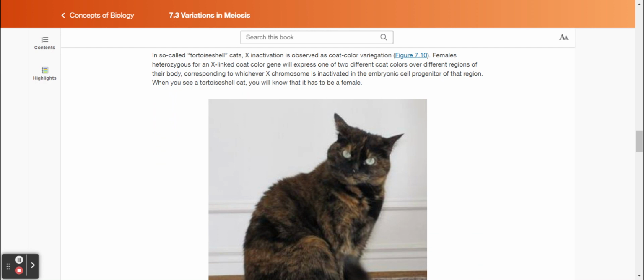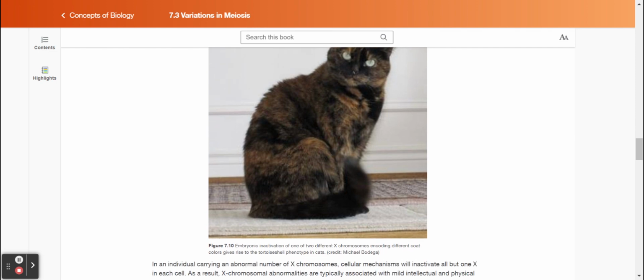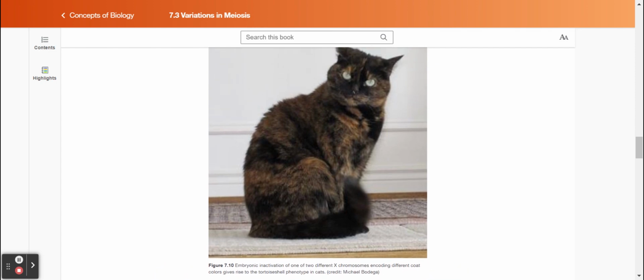In so-called tortoiseshell cats, X inactivation is observed as a coat color variegation. Females heterozygous for an X-linked coat color gene will express one of two different coat colors over different regions of their body, corresponding to whichever X chromosome is inactivated in the embryonic cell progenitor of that region. When you see a tortoiseshell cat, you will know that it has to be female. Figure 7.10. Embryonic inactivation of one of two different X chromosomes encoding different coat colors gives rise to the tortoiseshell phenotype in cats.